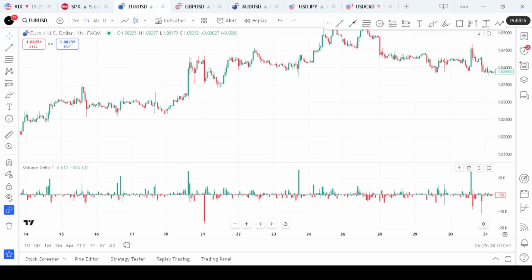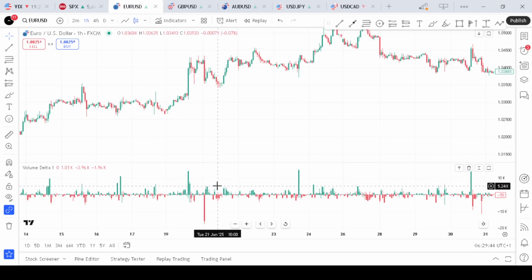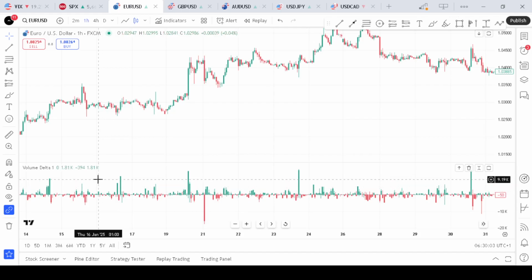For example, during an uptrend, an increasing positive delta can reinforce bullish momentum. When there is an increased positive delta, this signifies reinforced bullish momentum. And a divergence between price movement and delta may signal a weak trend or reversal.